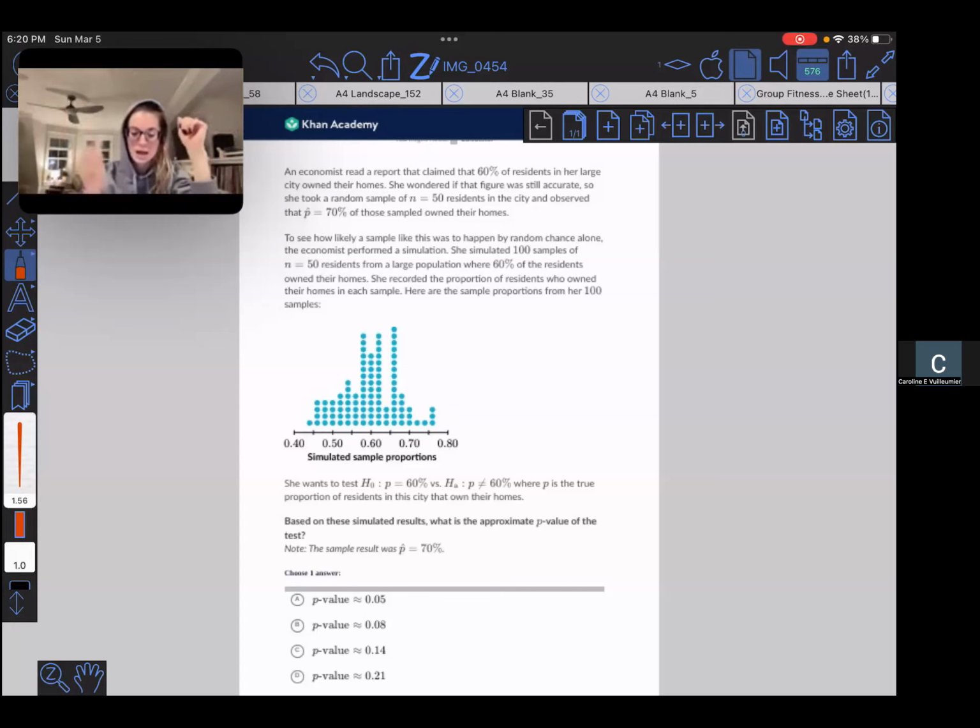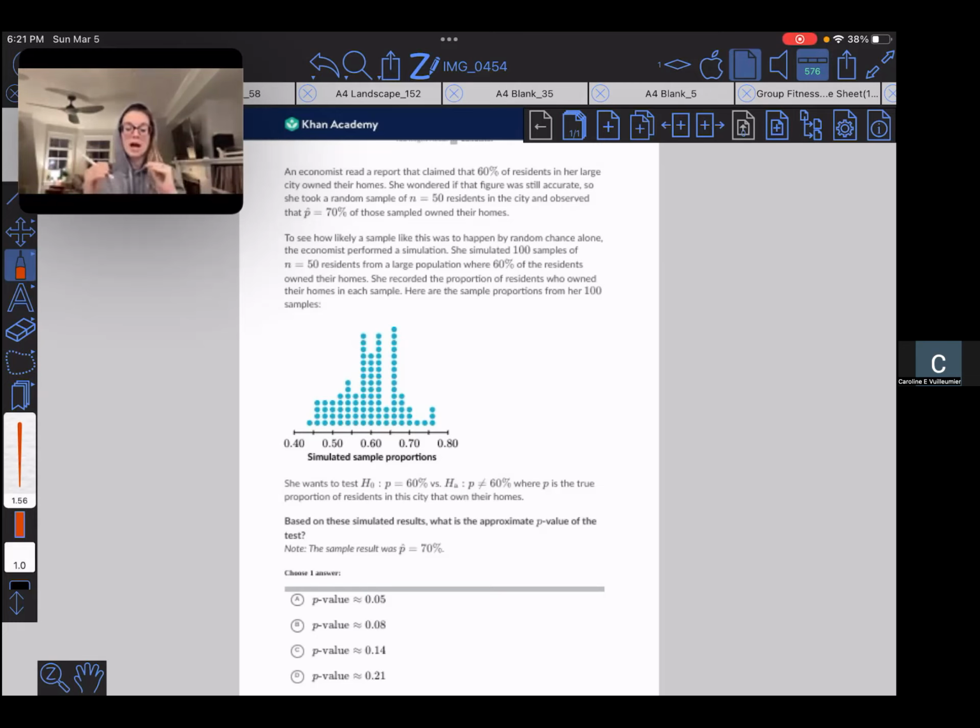To see how likely a sample like this was to happen by random chance alone, the economist performed a simulation. She simulated 100 samples where the sample size each time was 50 residents from a large population where 60% of the residents own their homes. She recorded the proportion of residents who own their homes in each sample. Here are the sample proportions from her 100 samples.